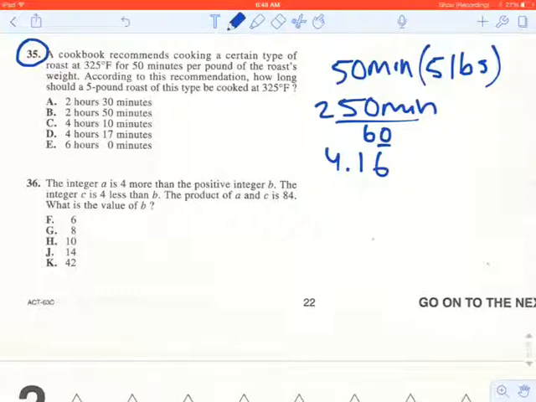And this is the point where most people screw up, which is why it's question 35, because more people get it wrong than they really should. So our answer is not D, 4 hours and 17 minutes, even though it looks like this is going to round to it, it rounds to 4.17. This is all in terms of hours. So we have 0.16 repeating hours in addition to our 4 hours.